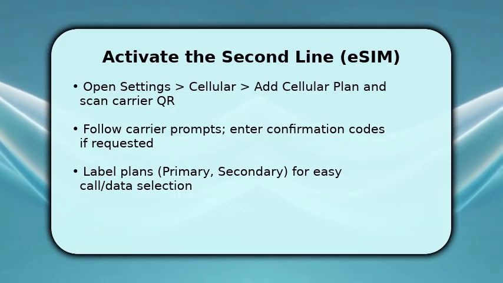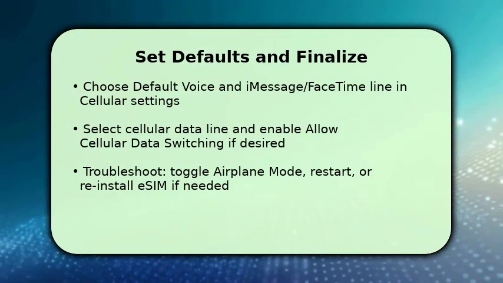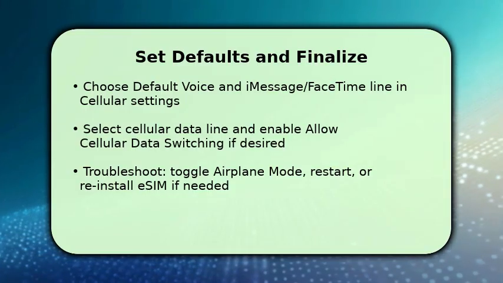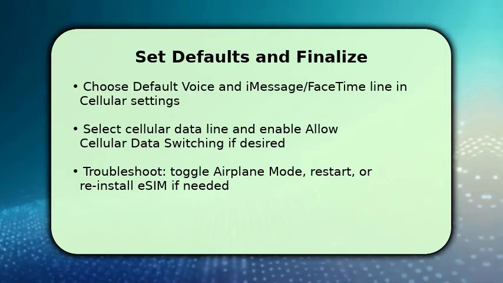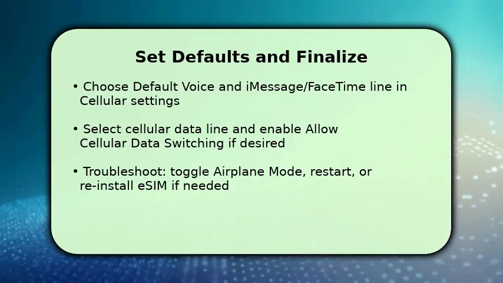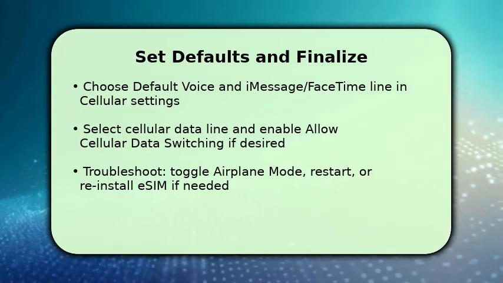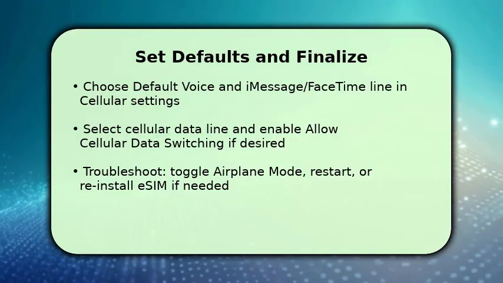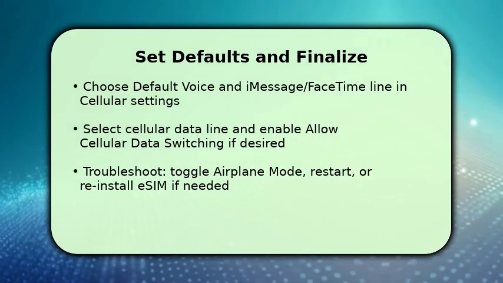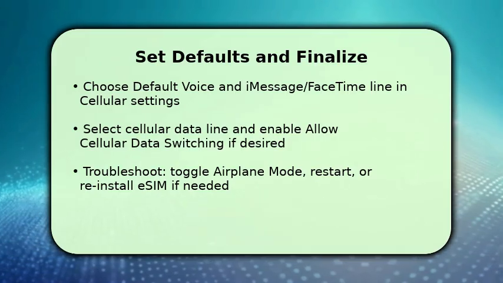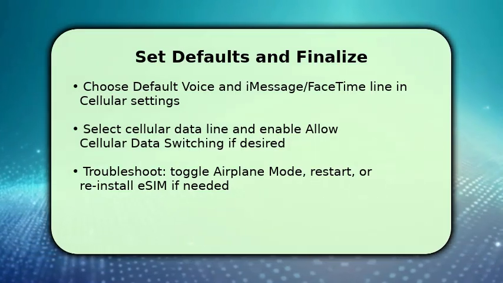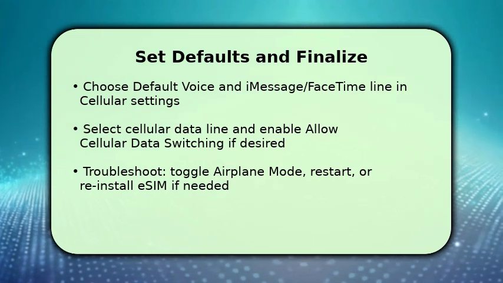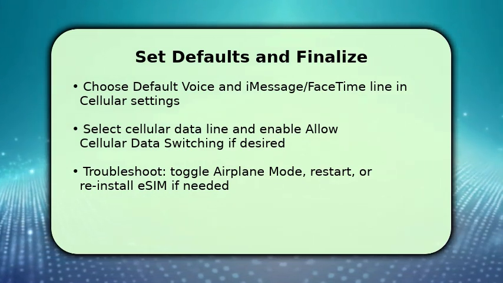Finish by configuring defaults so calls and data behave predictably. In cellular settings, pick your default voice line and the line for iMessage and FaceTime, then choose which line handles cellular data. Enable allow cellular data switching only if you want dynamic switching during calls. Make test calls and messages to verify both send and receive. If something fails, toggle airplane mode, restart the iPhone, or remove and reinstall the eSIM. These steps resolve most provisioning hiccups and get you back on both lines quickly.